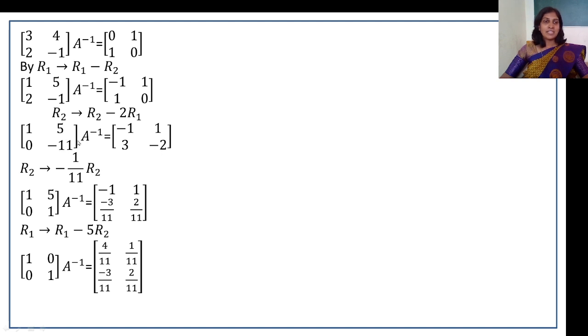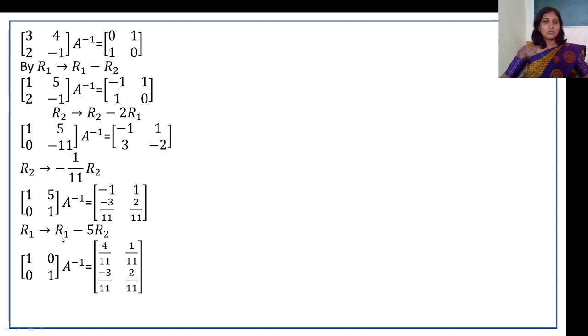Now we have to make this 1. So we divide this minus 11 by minus 11. So here the transformation is R2 gives minus 1 upon 11 R2. So 1, 5, 0, 1 A inverse is equal to minus 1, 1, minus 3 by 11 and 2 by 11. Now we have to make this 0. For that we use the transformation R1 gives R1 minus 5 R2. So this becomes the identity matrix.